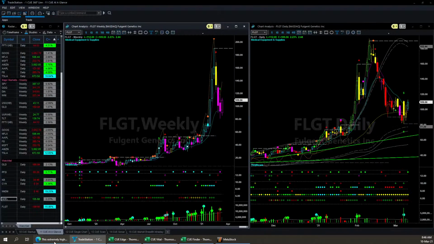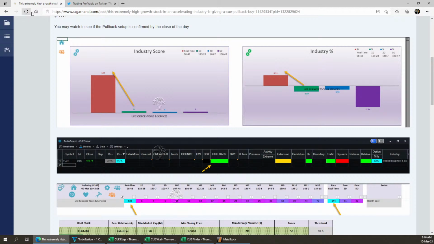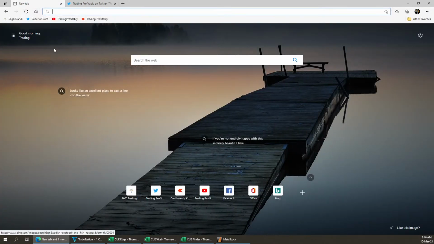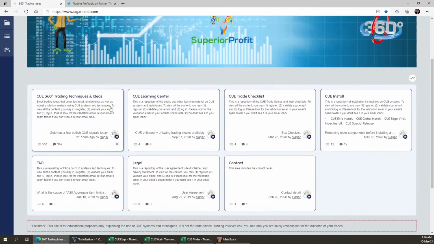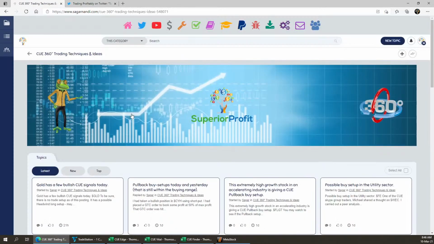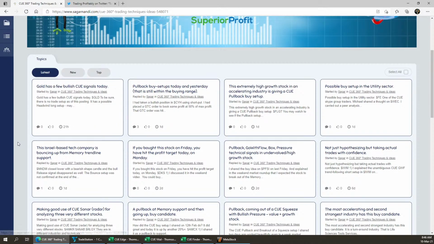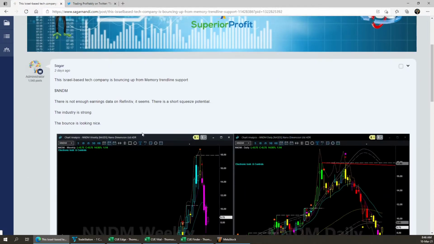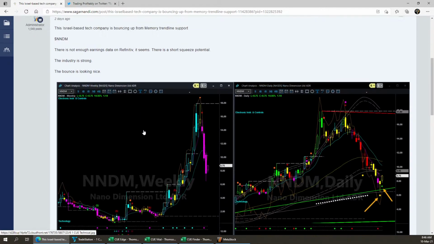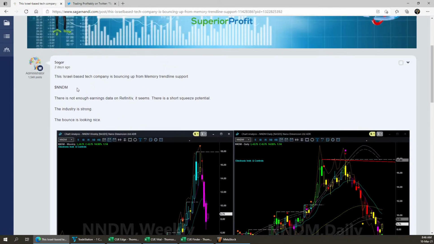I shared one stock recently, NNDM. I used to work in an Israeli company earlier in technology areas. Some of the Israeli companies, the ones I know, are very innovative. Though this particular company I didn't know, I saw from Refinitiv that it's an Israel-based tech company, NNDM, Nano Dimension.